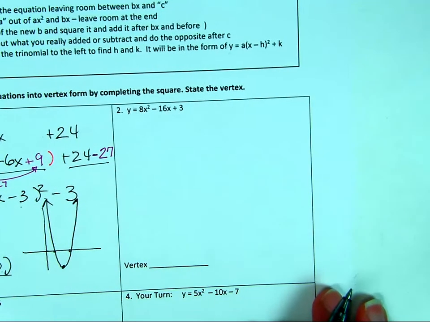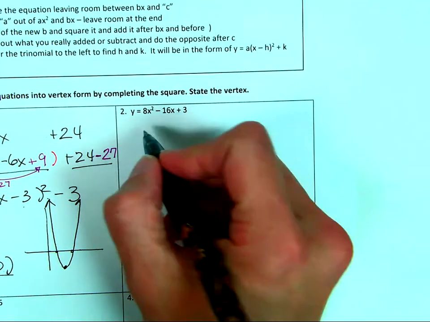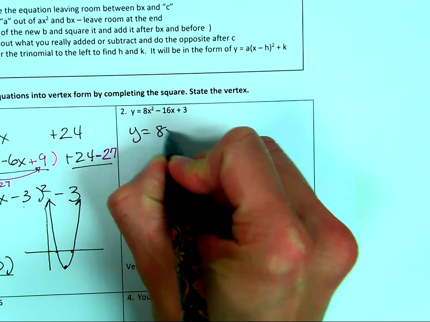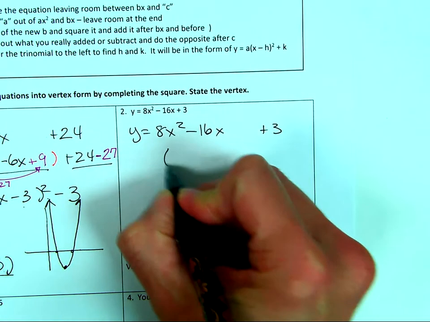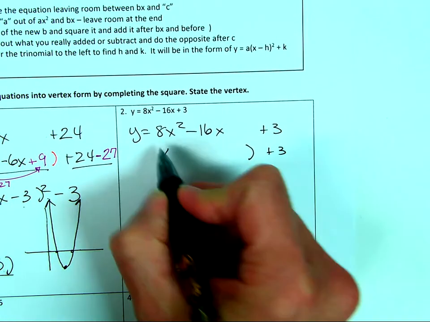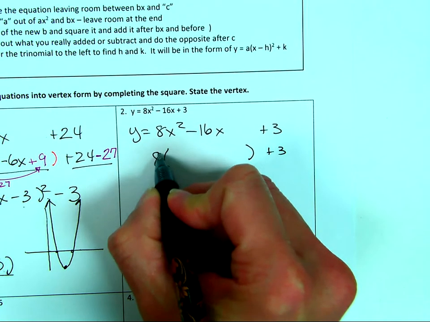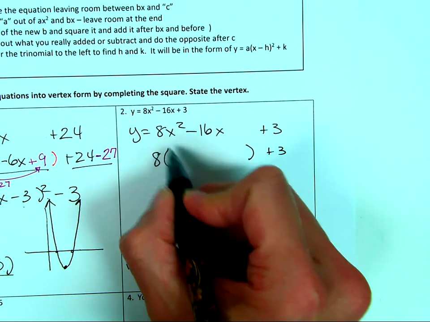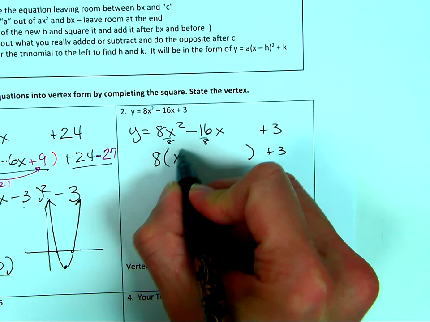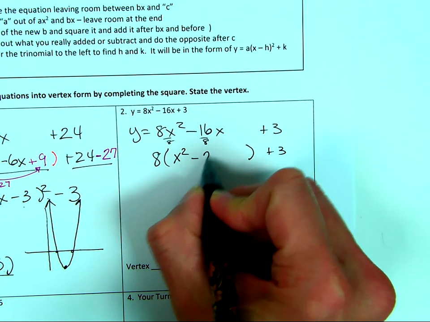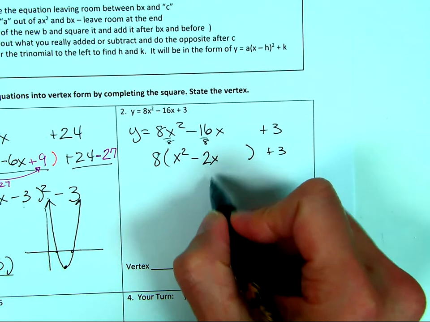So again, first step is me just rewriting it, and leaving a little space, and then factoring out the 8. So when I factor out a, this is my a, I'm going to divide both of those by 8. So I'm going to get x squared minus 2, and then 2x is going to be there.